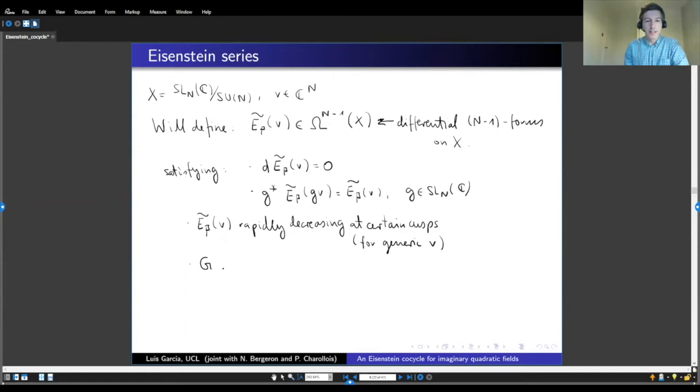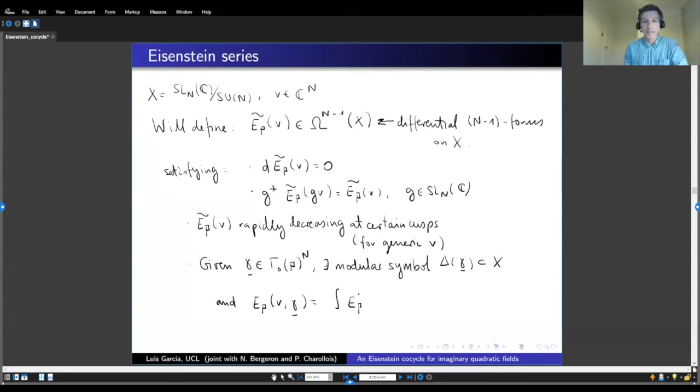And then the relation with the cocycle is that given an n-tuple in here, there exists a modular symbol that I will call delta gamma, which is a submanifold of the symmetric space X. And the cocycle that I mentioned in the previous slide, evaluated at gamma, is just given by integrating this Eisenstein series.